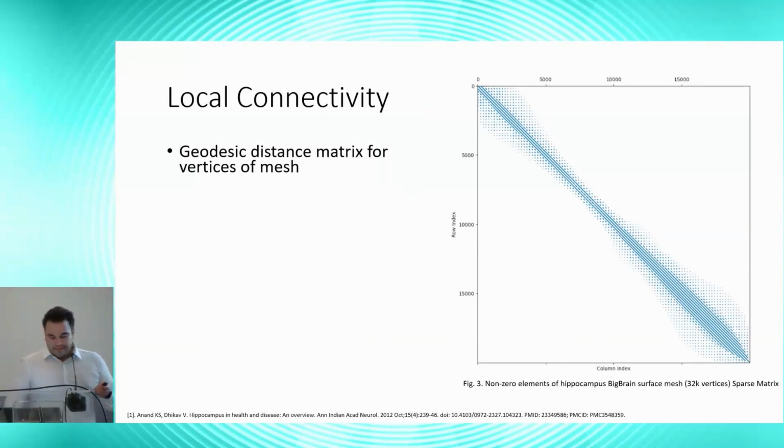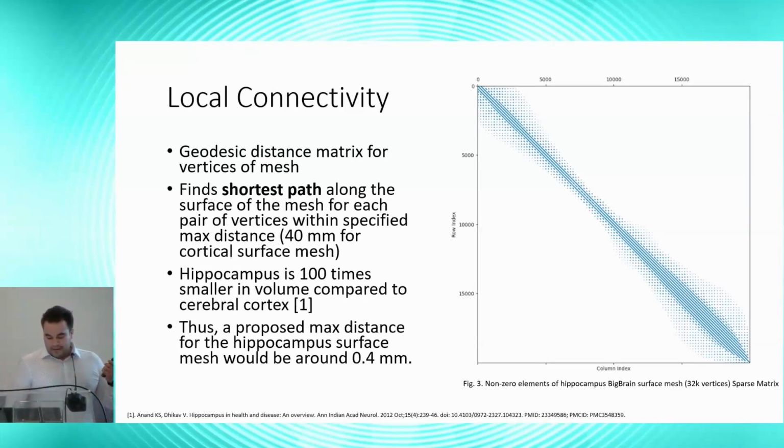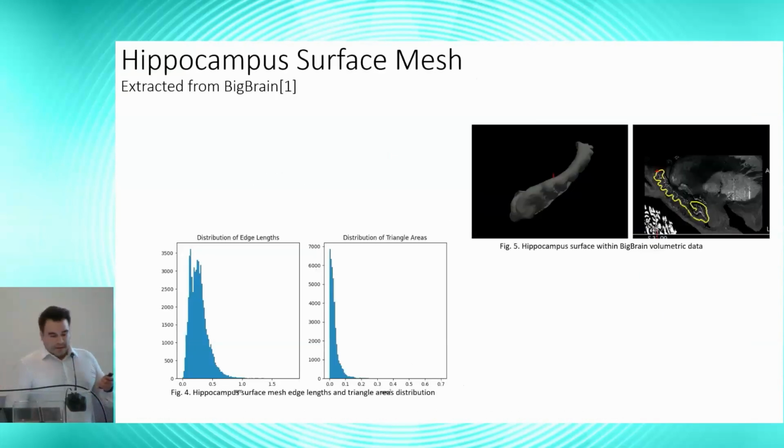That was only for the global connectivity, and for the local connectivity, we use our surface mesh. We create a sparse matrix by finding the shortest path for each pair of vertices in the surface mesh using the geodesic distance. And we have the surface mesh that is extracted from BigBrain, and it has 32,000 nodes.